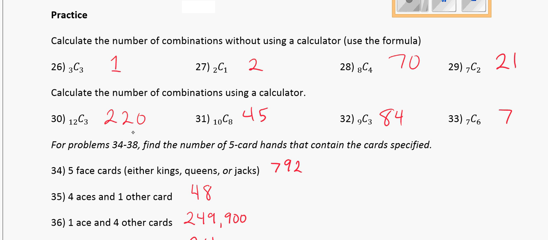I'm not going to do any from 26 to 33. Just use the formula that is in the notes above to calculate the number of combinations in problems 26 to 29. I think your packet says permutations right here. That's a typo. It should be combinations. And then use your calculator to do the second part. But let's take a look at one of these problems down here from 34 to 38, because these are a little more challenging.